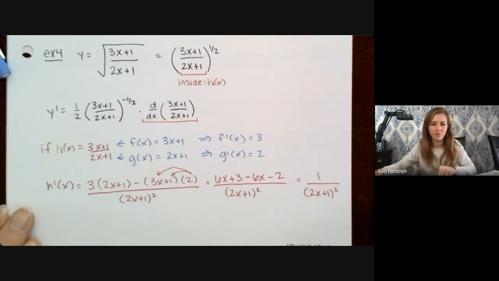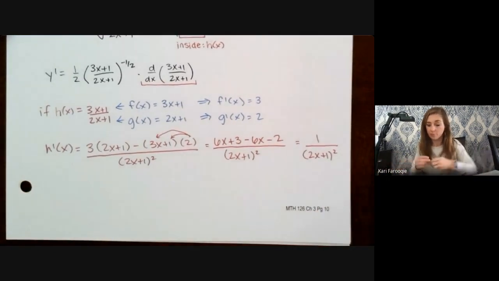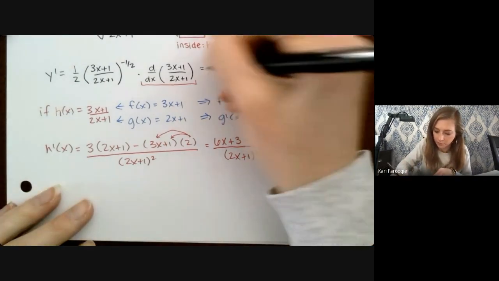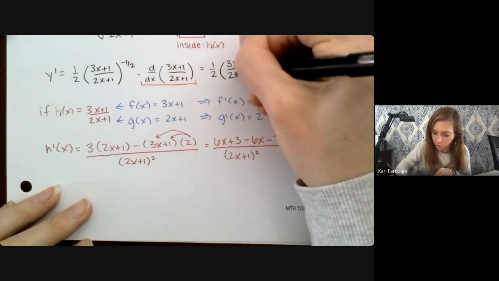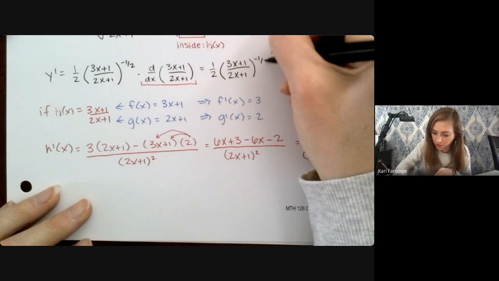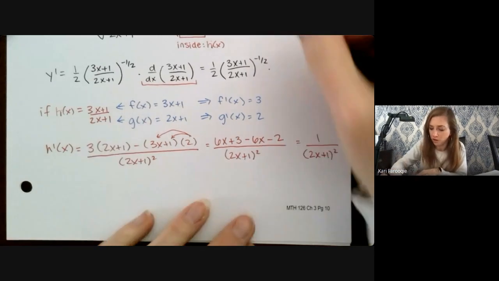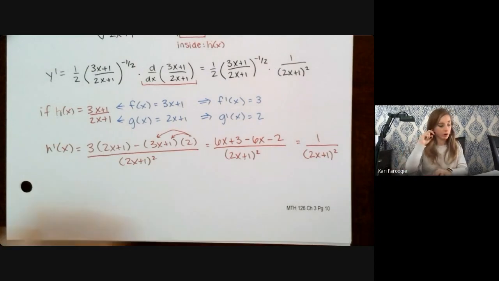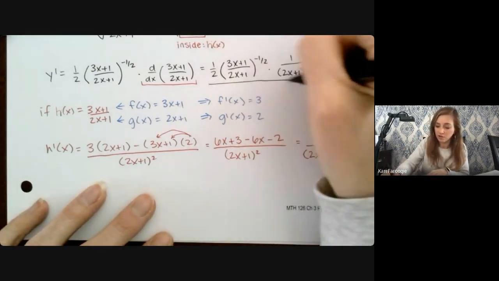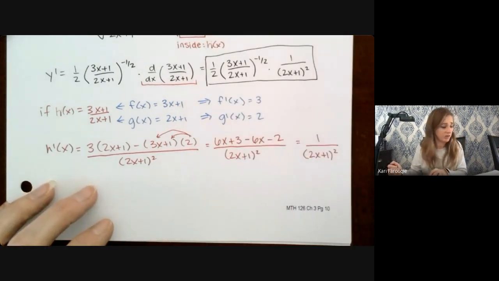Okay. I'm having some regrets because I should have spaced this out a little better. We have a lot of simplifying to do. But now I can bring this back. And I know that y prime is 1/2 times 3x plus 1 over 2x plus 1 to the negative half, multiplied by the derivative of the inside function, which we just found was 1 over 2x plus 1 quantity squared. Now, officially, this is the derivative of our function, but it doesn't look so great. It needs to be simplified.